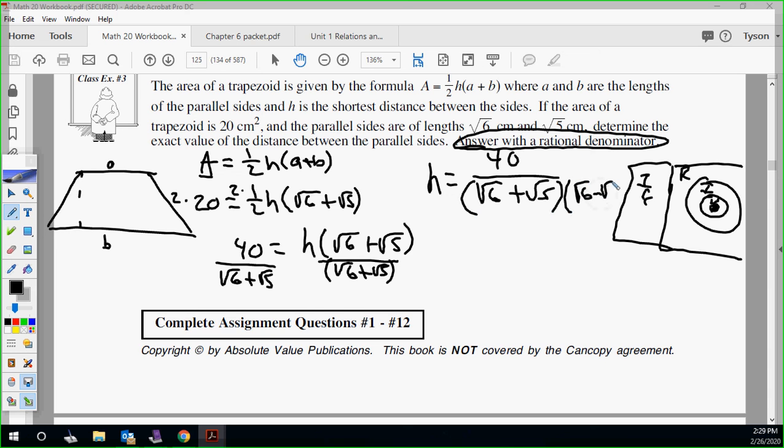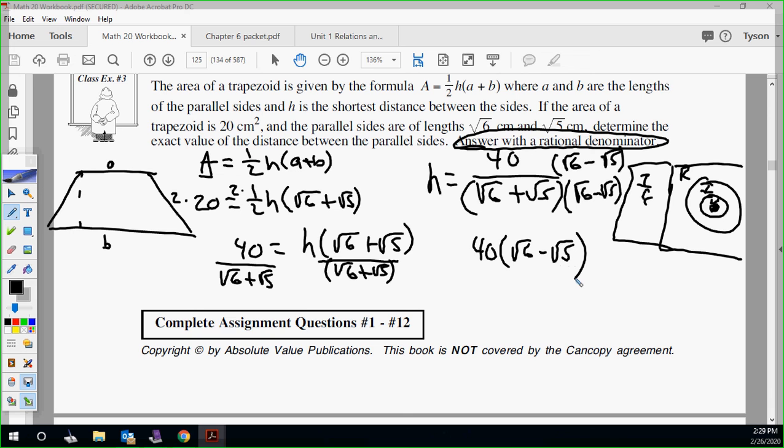Root 6 minus root 5, the top and bottom, is the point here. I would not distribute the 40. There's really no need to. I would just leave it as a product on top. So I would just leave it as 40 times root 6 minus root 5 like this for now.